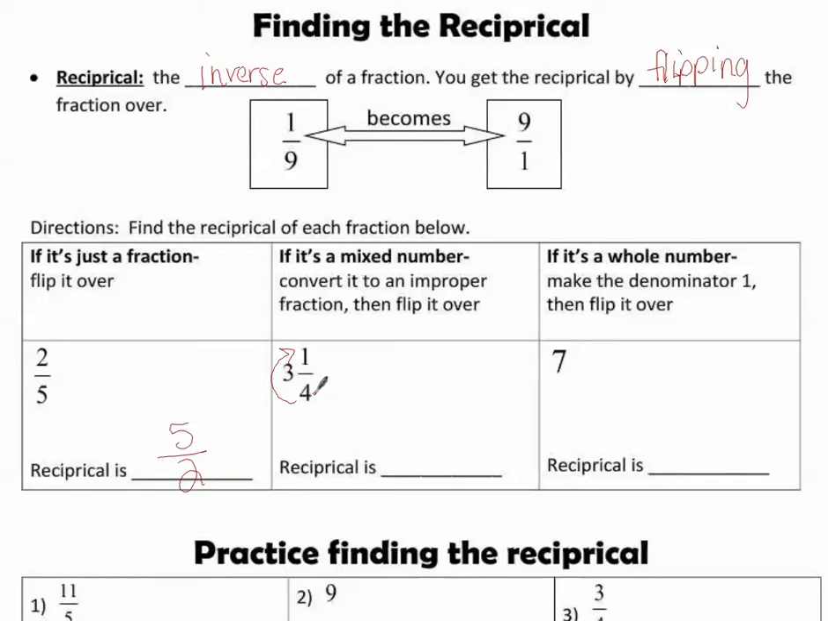Use the magic C. 4 times 3 is 12, plus 1 is 13. Keep the denominator. So your improper fraction is 13/4, so your reciprocal is 4/13. If it is a whole number, make the denominator a 1, then flip it over. So this states 7/1, so the reciprocal is 1/7.